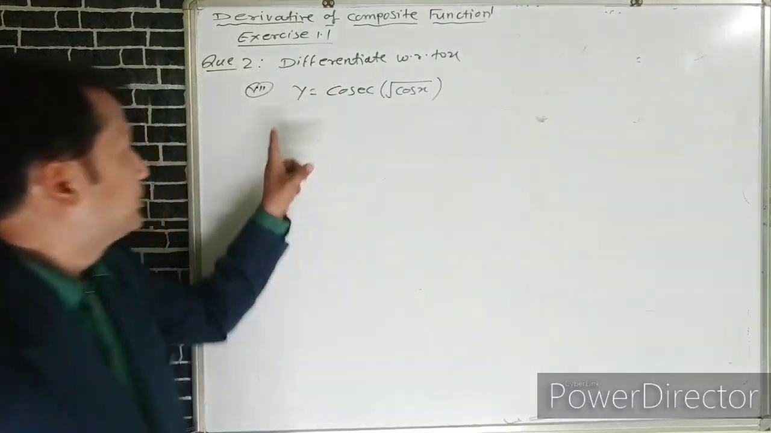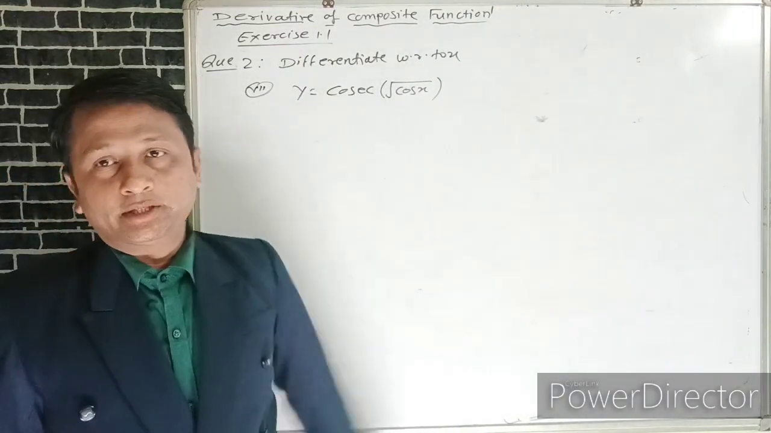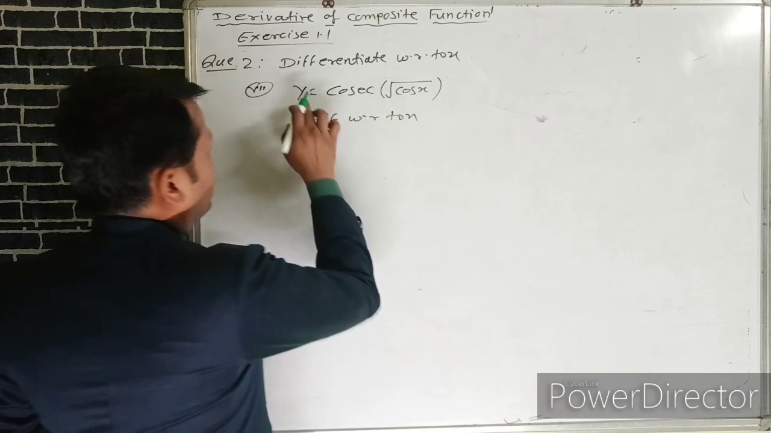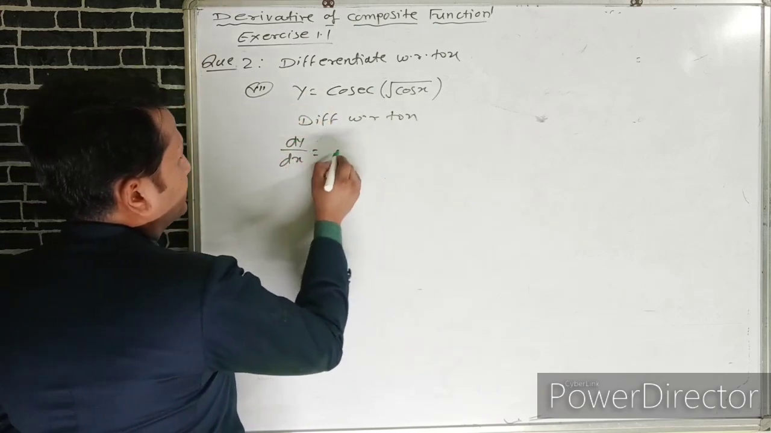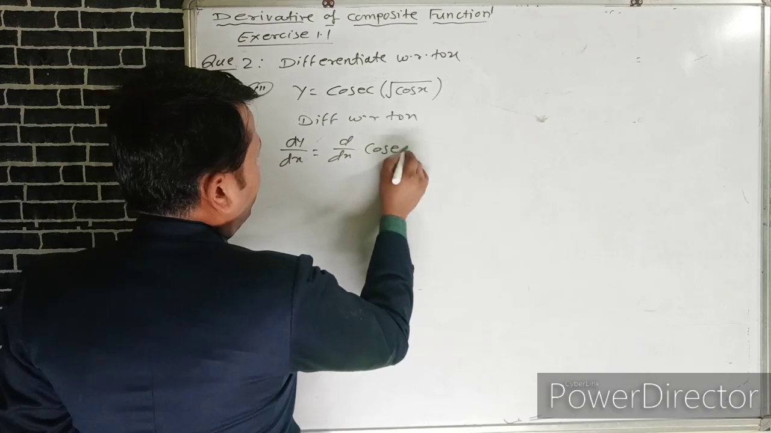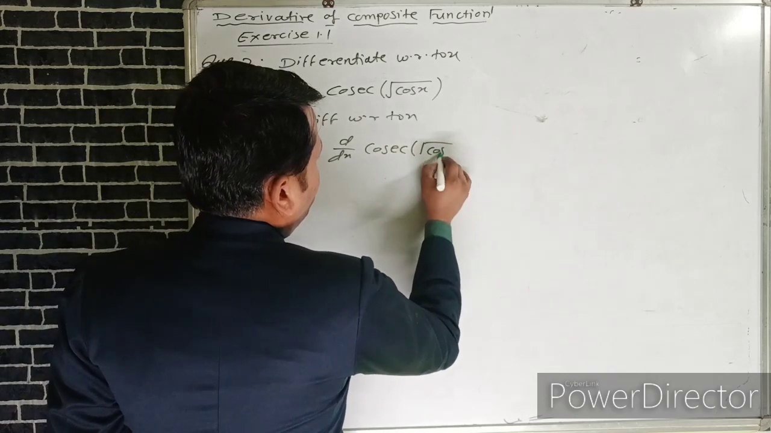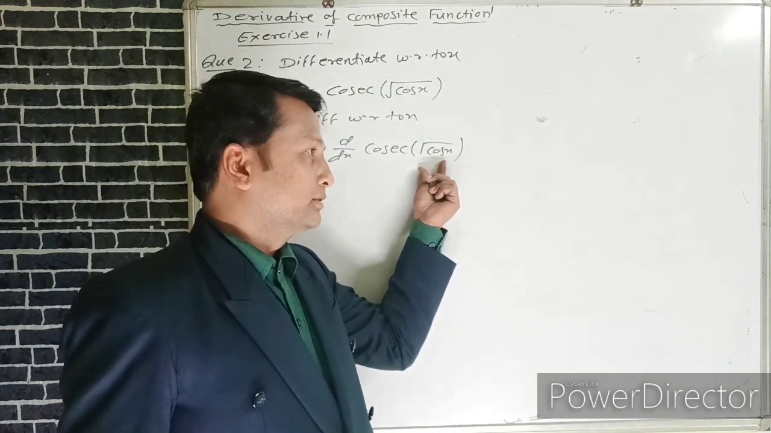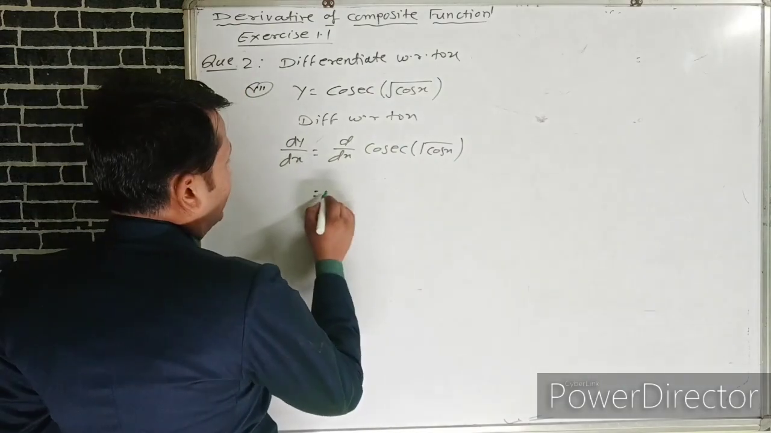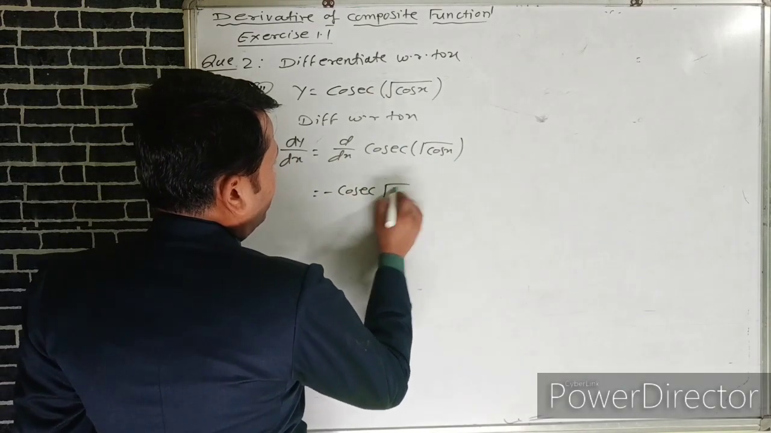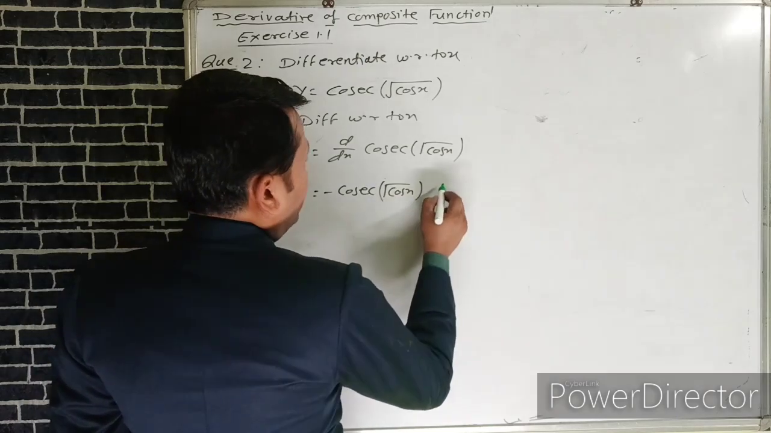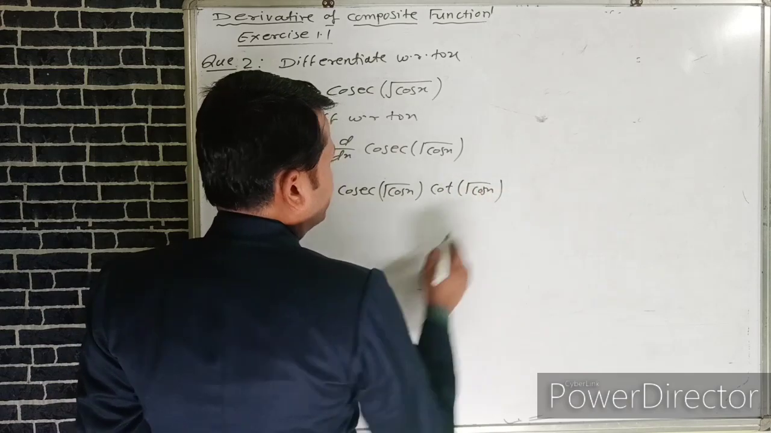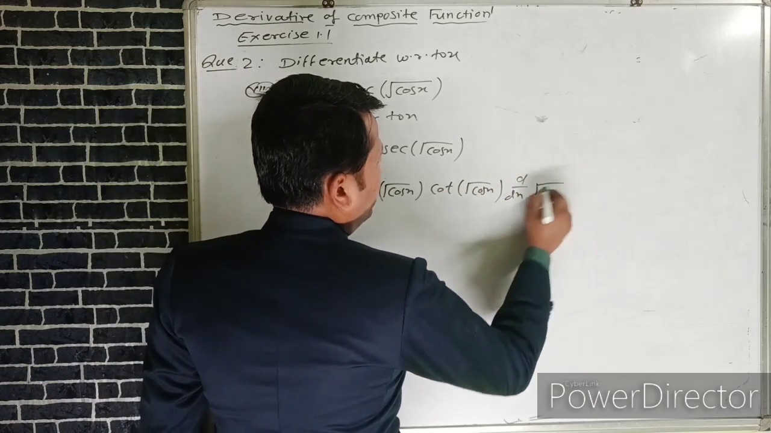The next example is y is equal to cosec of under root cos x. If we differentiate with respect to x, then we get dy upon dx is equal to the derivative of cosec of under root cos x. If we consider under root cos x as the function, then we can write the derivative of cosec x is minus cosec of under root cos x into cot of under root cos x into again the derivative of under root cos x.